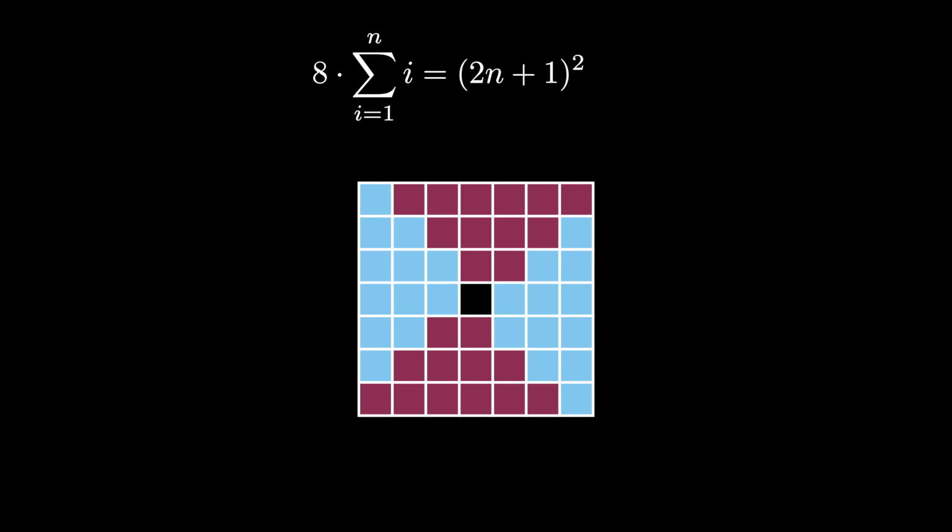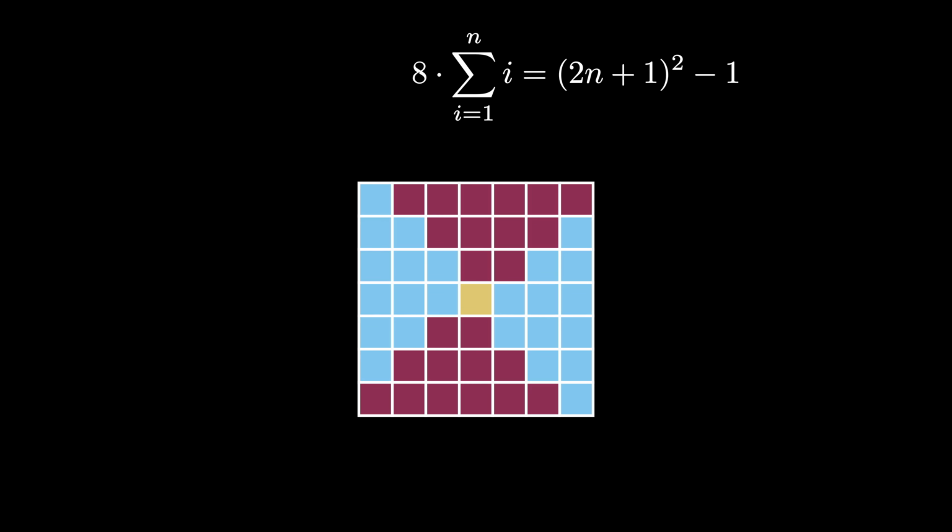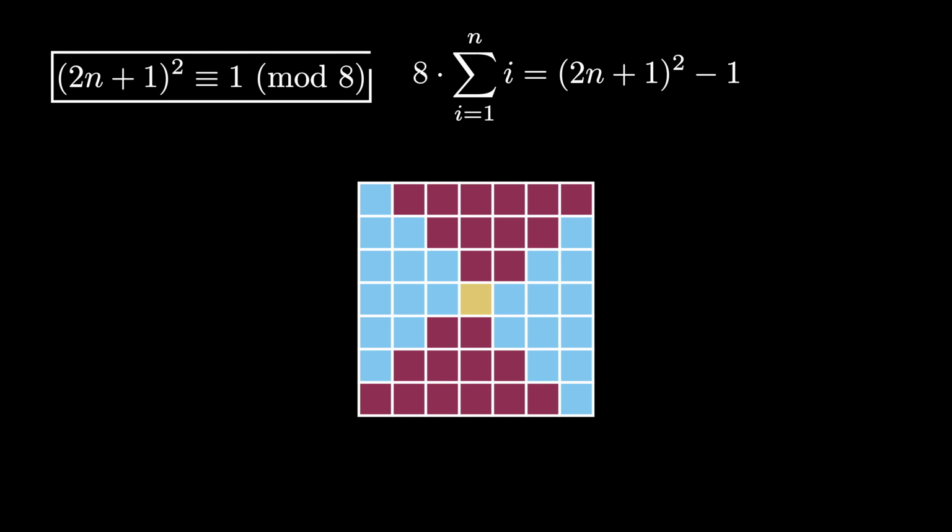missing inside. This means that 8 times the sum of the first n positive integers must be (2n plus 1) squared minus 1. From this formula, we get 2 interesting consequences. First of all, we see that if we take (2n plus 1) squared, that must be congruent to 1 mod 8, no matter what n is. Therefore, every odd square is congruent to 1 mod 8.